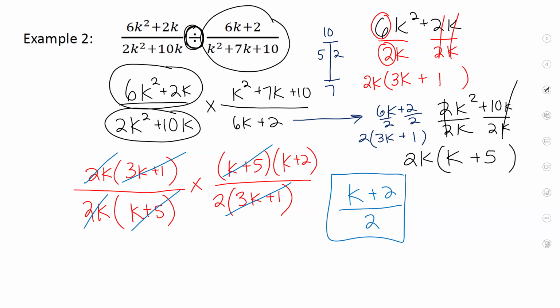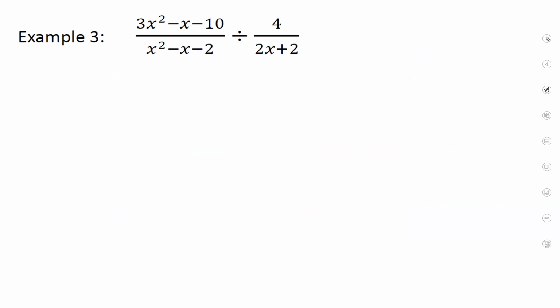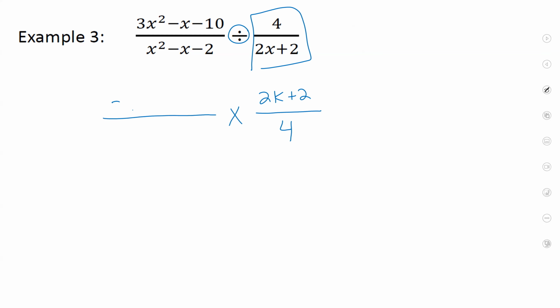All right, next example. A division problem. Whenever you have division, you change this division symbol to a multiplication symbol and you flip the second fraction. So the 4 will be in the denominator, 2k plus 2 is in the numerator. This first fraction will stay the same. Okay, now we just factor and simplify.